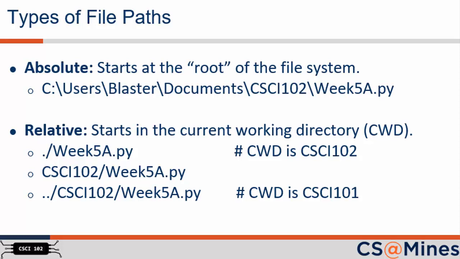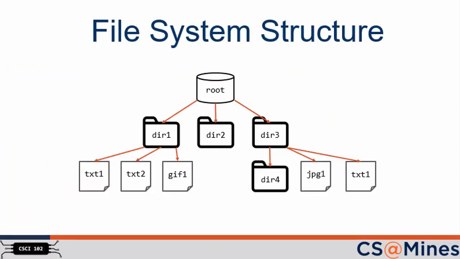Notice that the first relative path assumes that the current working directory is CSCI 102, and the third assumes that the current working directory is CSCI 101. This slide shows a very simple file structure with directories and files. Notice the tree structure, where the root is at the top. All the files and directories branch from this root.